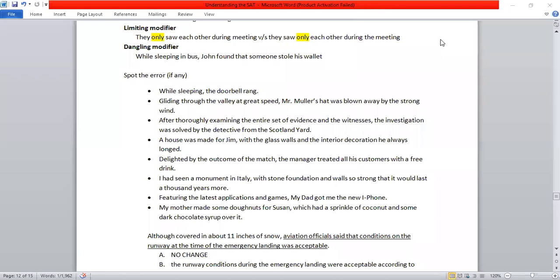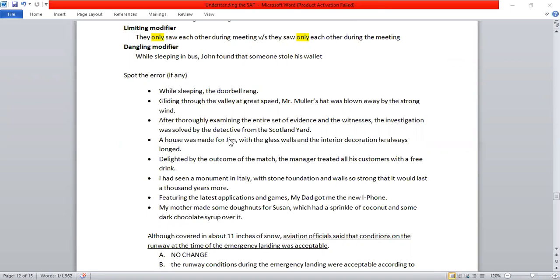In the next one, a house was made for Jim with the glass walls. So now a house was made for Jim and with the glass walls, that means Jim has glass walls. And the interior decoration he longed for. So he longed for means Jim longed for. That is fine. But when you say with the glass walls, this with goes back to Jim, which is wrong.